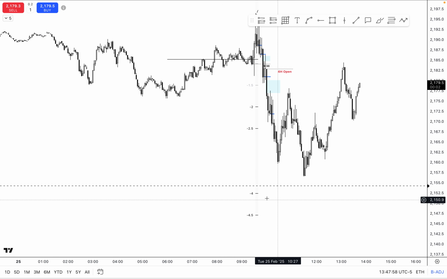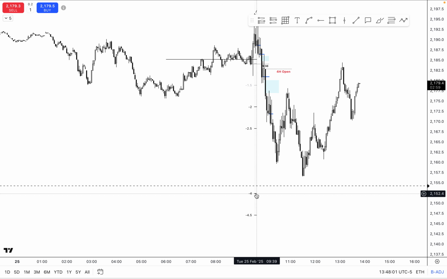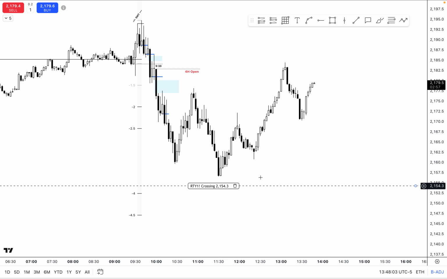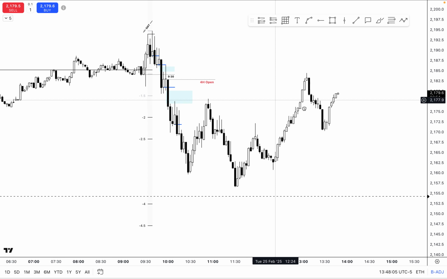So I wanted my trail right here. I was looking for -4 standard deviation, but yeah, it came back. But still a good trade.